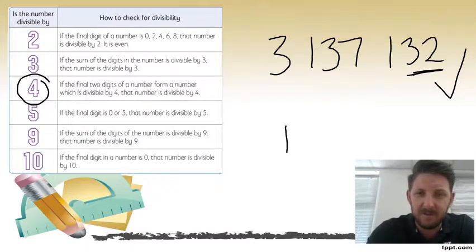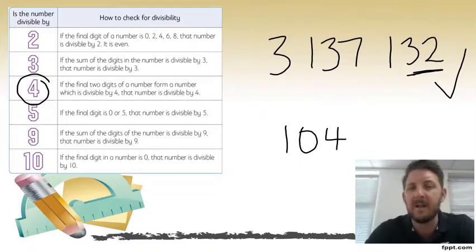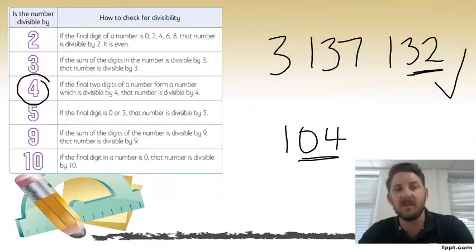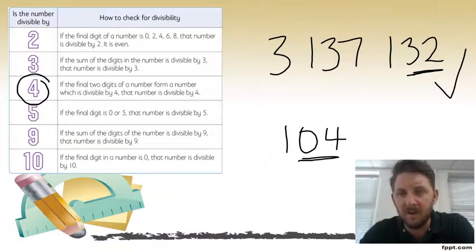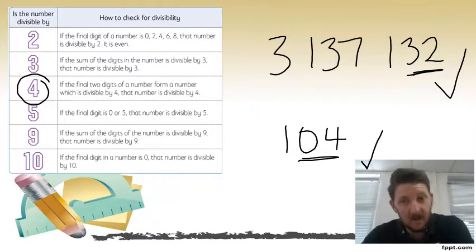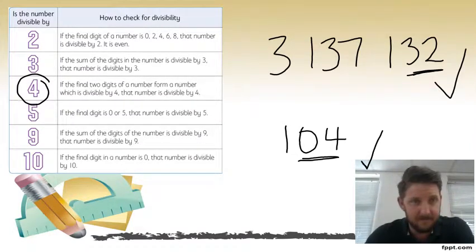Another easier example of this is 104. I look at it. Is it even? Yes. Tick. Look at my last 2 digits, 0 and 4. So 4, does 4 fit into 4? Yes, it does. Tick. All right, we're going to move on now.